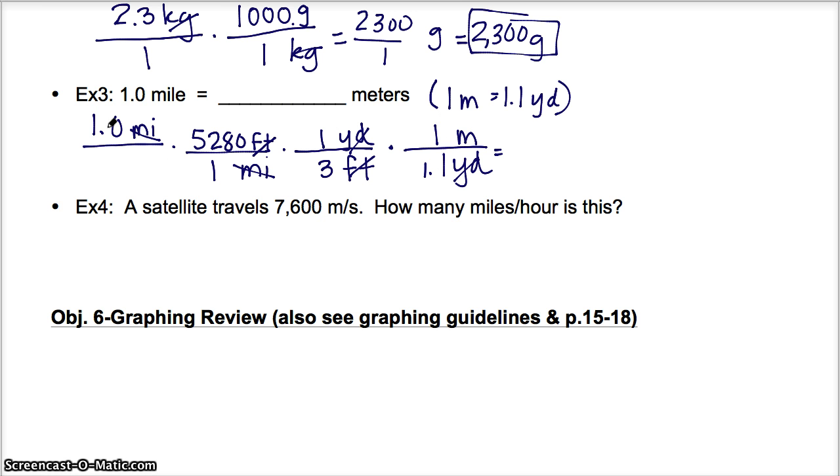To get your final answer, you got to multiply across 1 times 5,280 times 1 times 1, and down below you have 1 times 3 times 1.1. So you take your top number after you multiply across and your bottom number, and you divide, and you get 1,600 meters once you do your sig figs. So you may need to take a minute to calculate that, but you'll see in the end that it's close to 1,600 meters, and you should have 2 sig figs because you have 2 in the beginning.